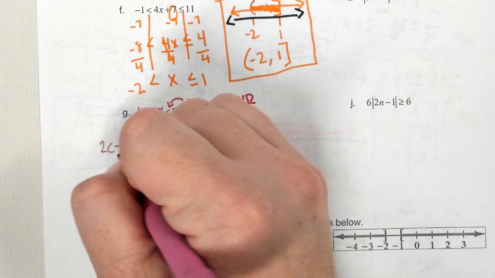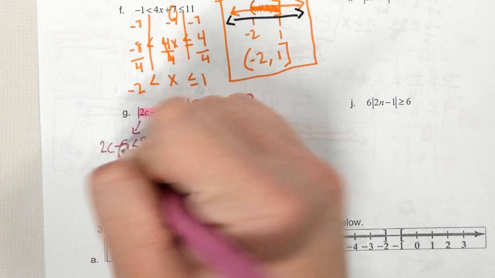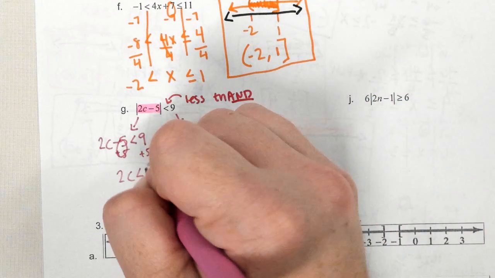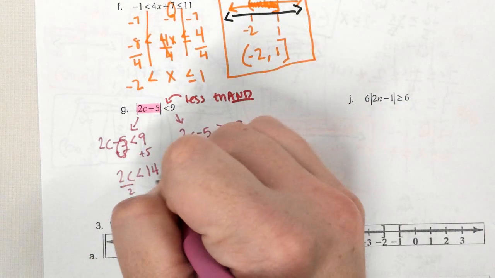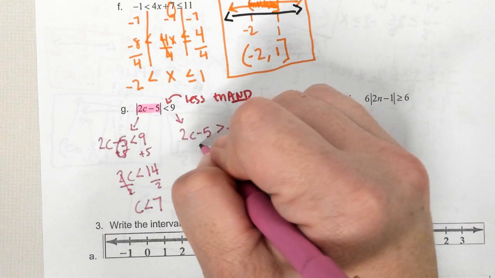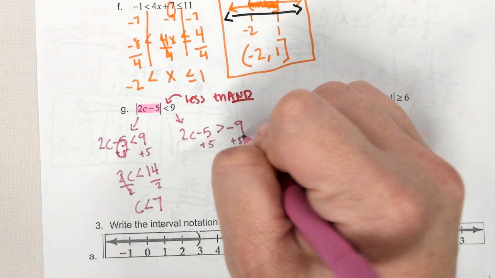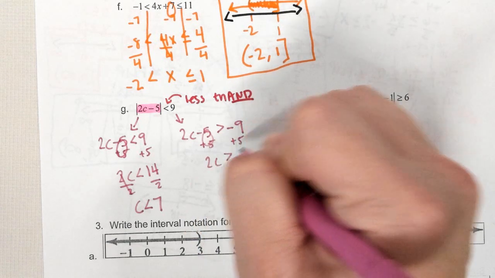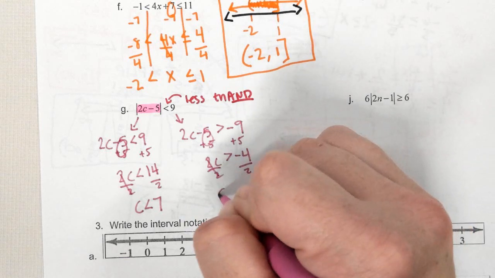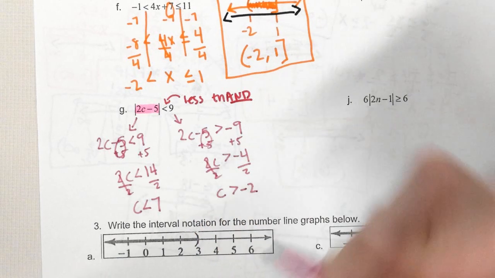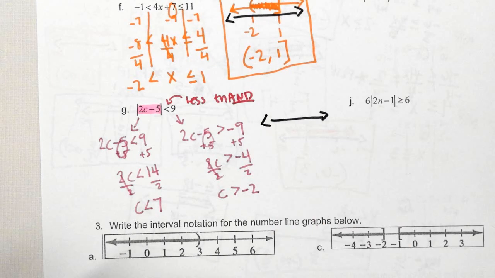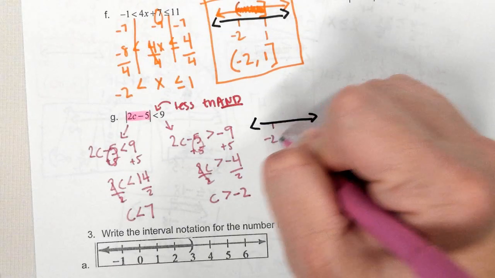Okay, so +5 +5, I get 2c is less than 14, divide by 2, I get c is less than 7. +5 +5, 2c is greater than -4, divide by 2, and I get c is greater than -2. So -2 is less than 7.